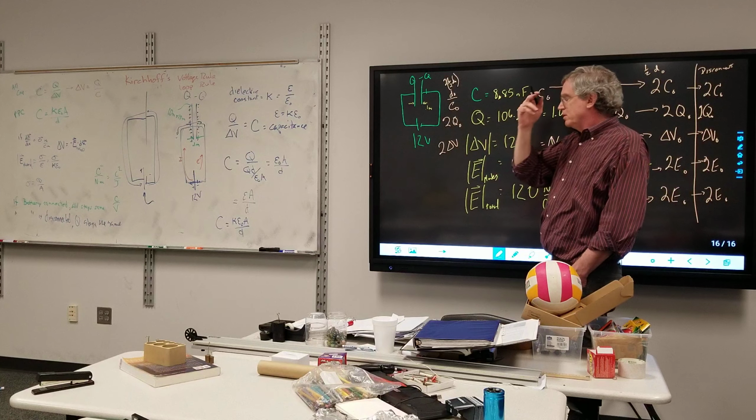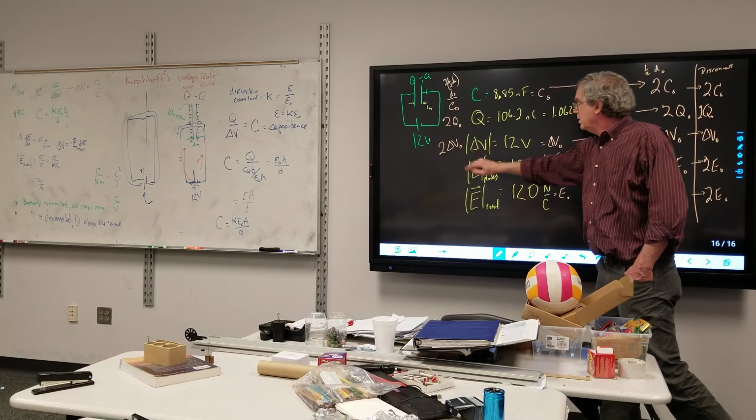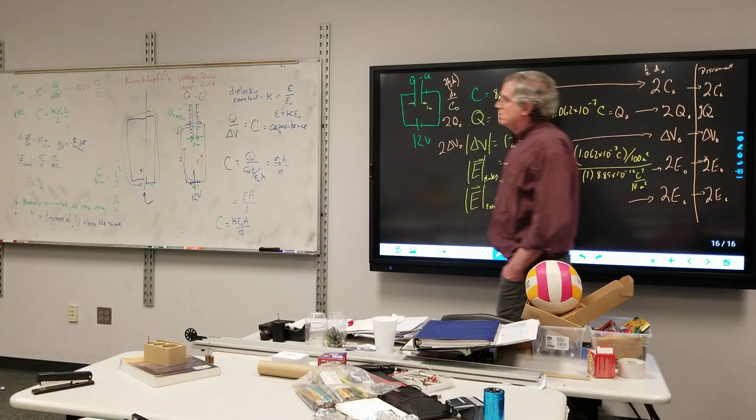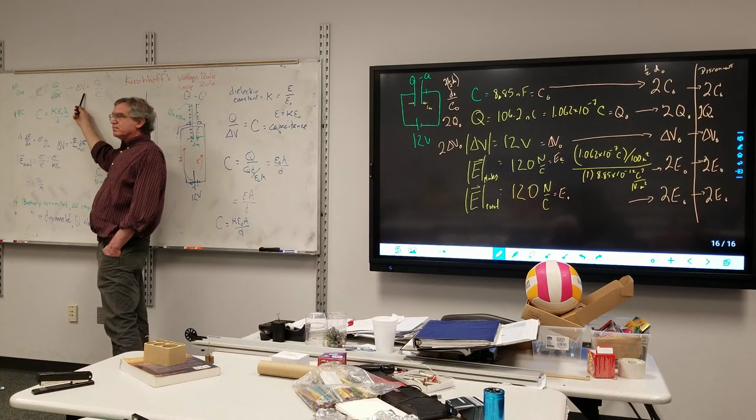Oh, which brings me to the thing I want to talk about. We'll finish this and then. How is the voltage related to the charge again? This relationship here. So Q is twice what it originally was, C is back to the original, so this has to be twice what it originally was.